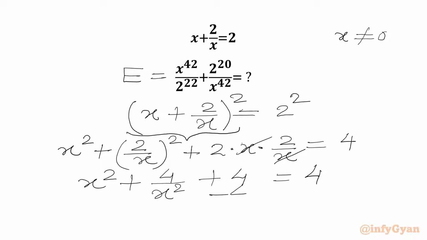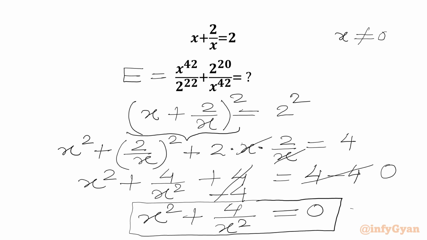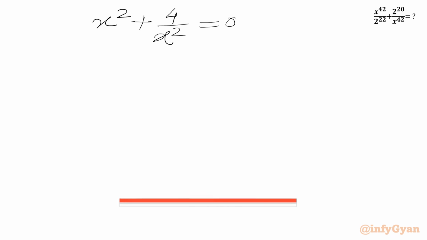Now we will subtract 4 from both the sides. We will get 0 on the RHS, and plus and minus 4 on the LHS will be over. We are going to get one very interesting equation, x square plus 4 over x square equals 0. Let us say this is our equation number 1.